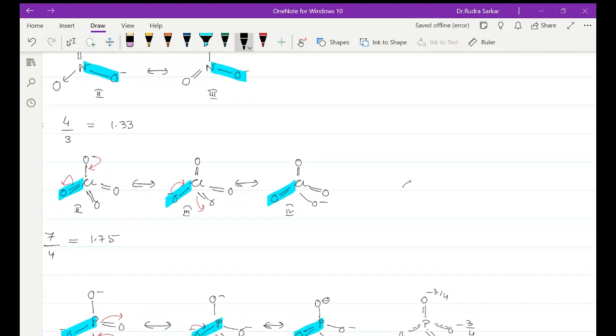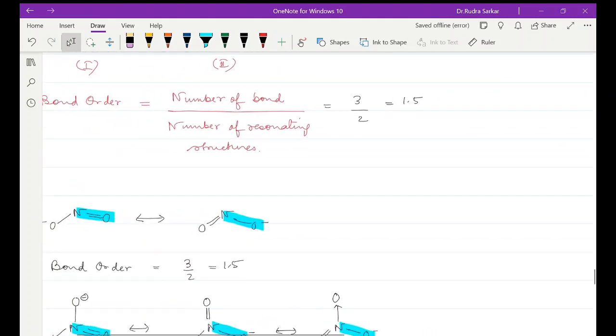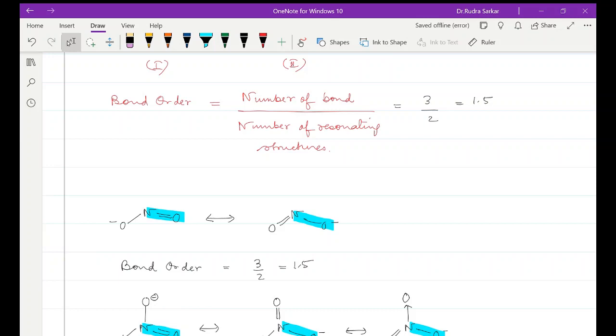For a perchlorate, now this resonance hybrid is actually indicating that all the bonds in the perchlorate are of equal length. What is the charge? It is mononegative, distributed over 4 oxygen atoms, right? So over here it will be -1 by 4, -1 by 4, -1 by 4, -1 by 4. Okay, so that is how we will be calculating the bond order for the molecules.